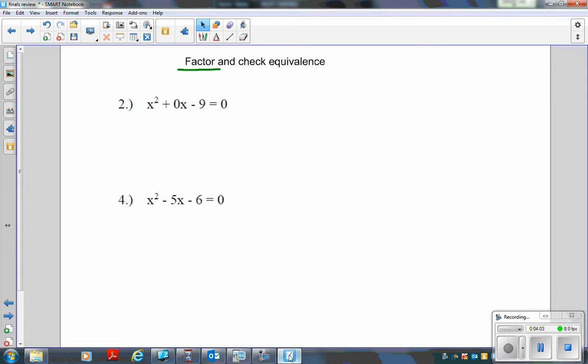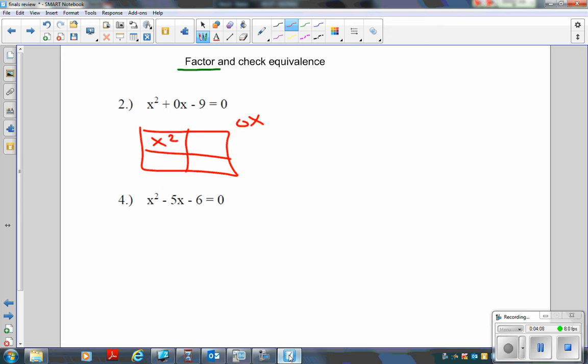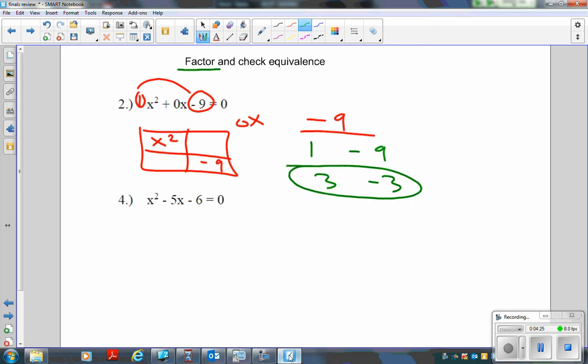Here comes number 2. Here's the box. This goes here. This goes here. This goes in here. 1 times -9. Again, this is going to give me -9. Use your calculator if you want to find the multiples of -9, or if you already know them, 1 times -9 and 3 times 3. And since this is negative, this is -3. The only one that will add to give me 0 will be this one. All right, these have an x in common. This is a -3, this is a 3. The answer is x minus 3, x plus 3.